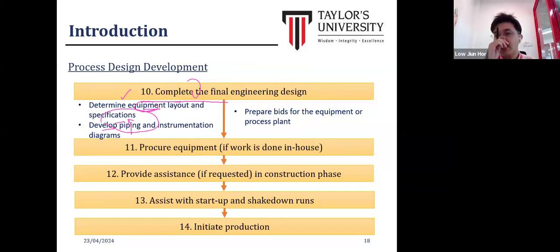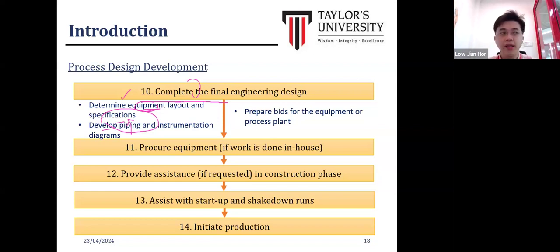Okay, then later you'll need to search for a potential contractor, and normally the contractor will come up with a quotation, or what we call a tender, based on the equipment that you are going to design.